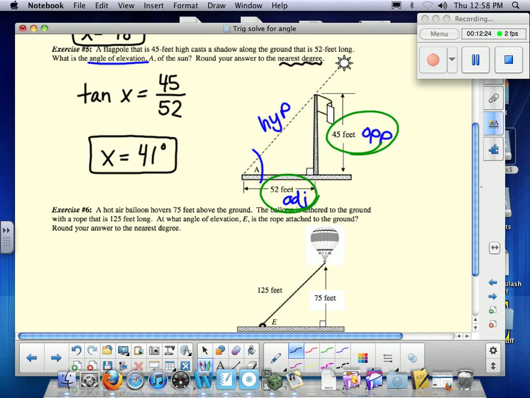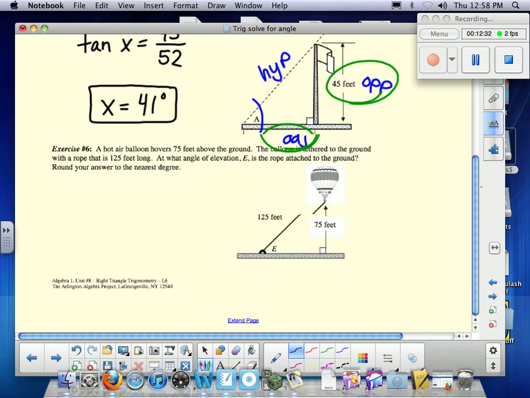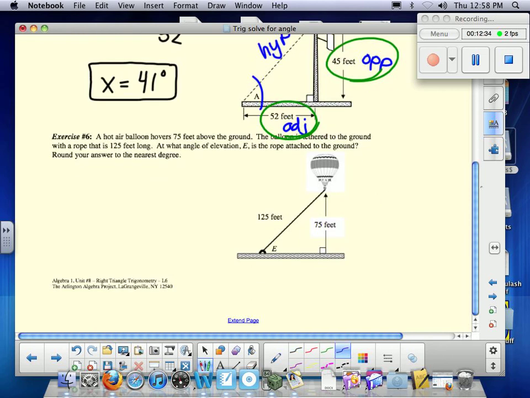So is that what we do for the other one? Yeah, for this hot air balloon, same idea. We're finding that angle of elevation for the rope. So this is our hypotenuse, so opposite, and it's just this. It'll be sine.